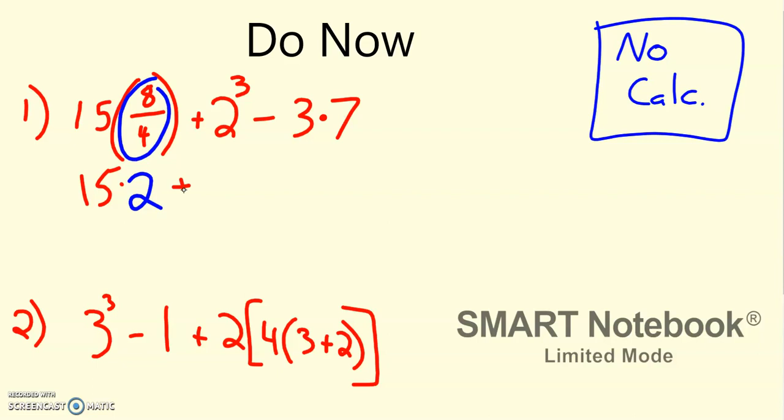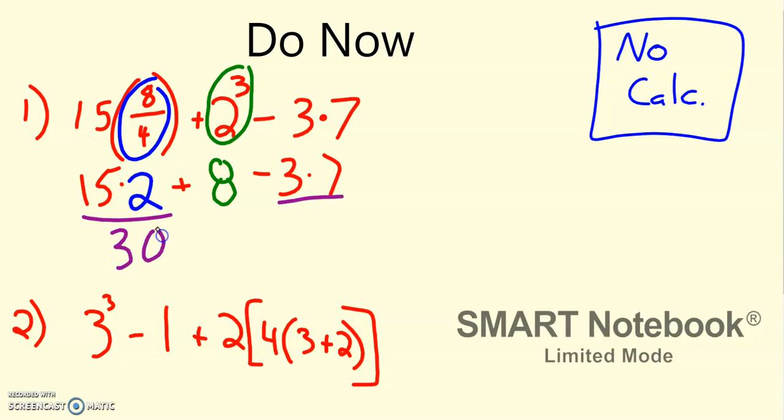So I have 15 times 2 plus, wait, hold on. We don't have any more parentheses, and reading left to right, we have 2 to the 3rd power. We can do that next. So for our exponents, we get 8 minus 3 times 7. So now we have our multiplication or division, whichever one comes first. Well, we have 15 times 2, and we have 3 times 7. So we get 30.